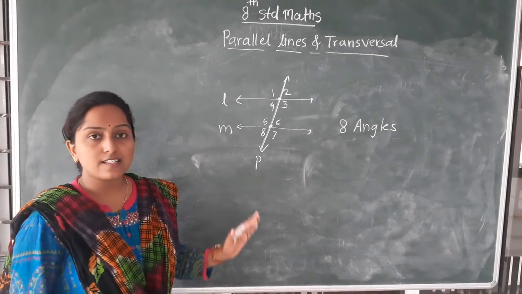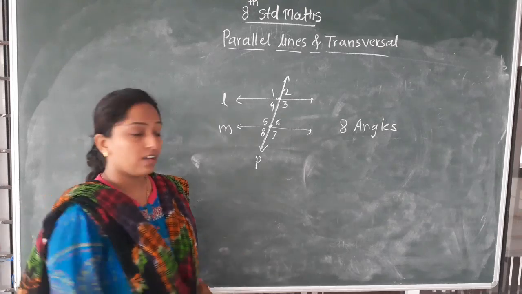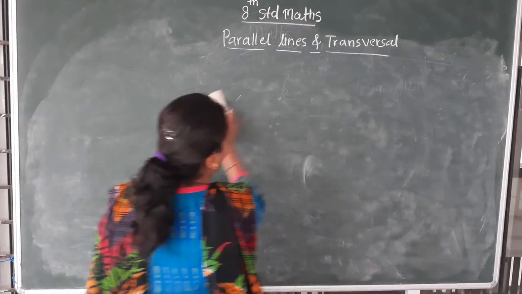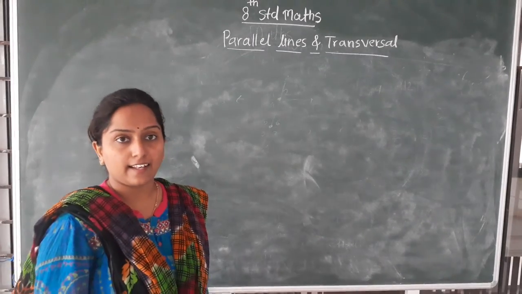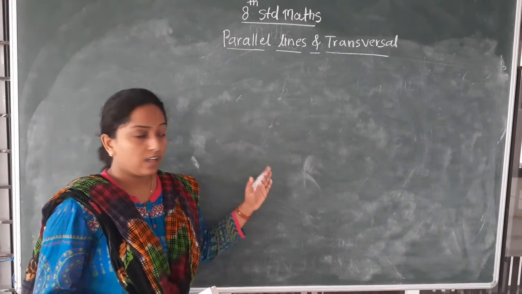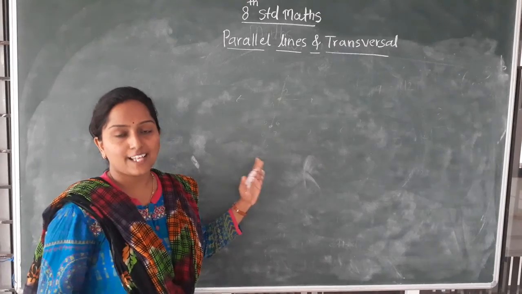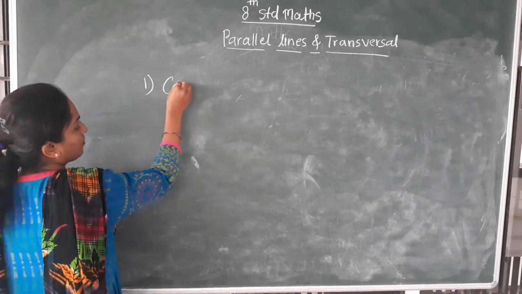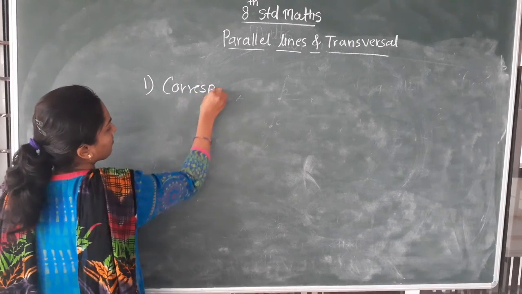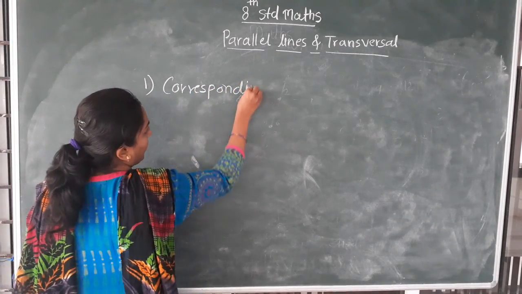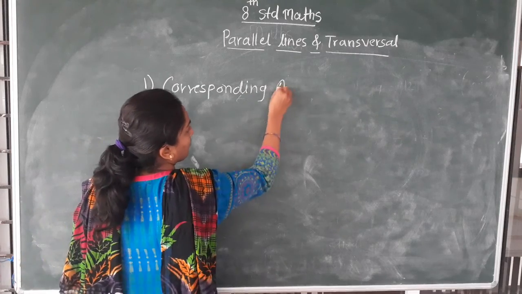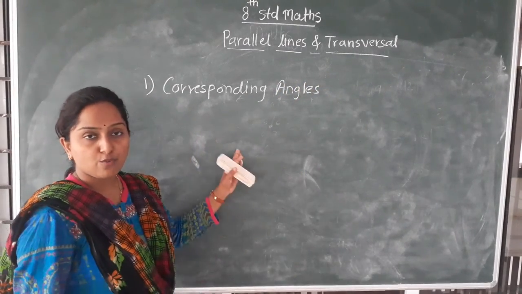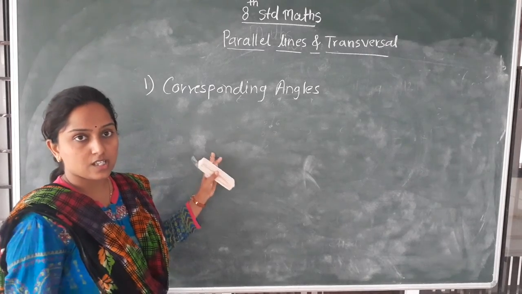Now these angles are grouped into corresponding angles, alternate angles, and interior angles. These groups are formed due to the transversal. Now let us see the first group, that is corresponding angles. This is the first group which was made by the transversal.